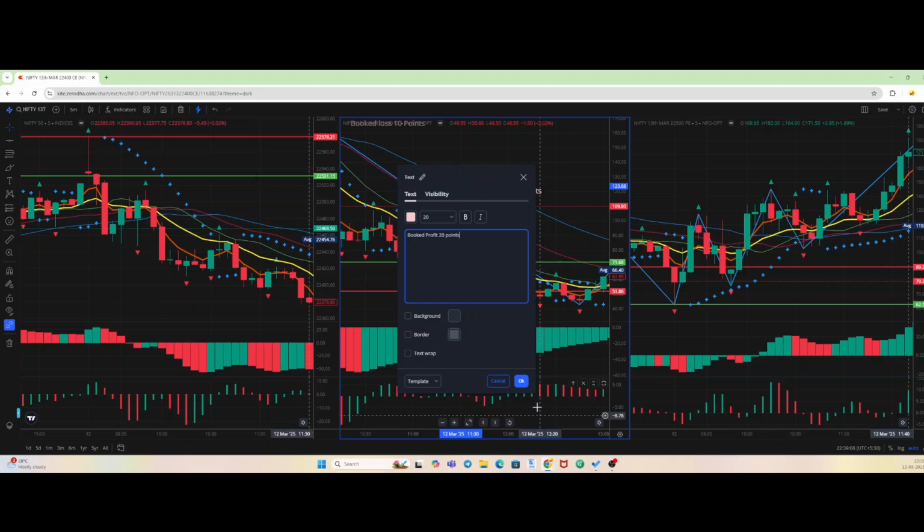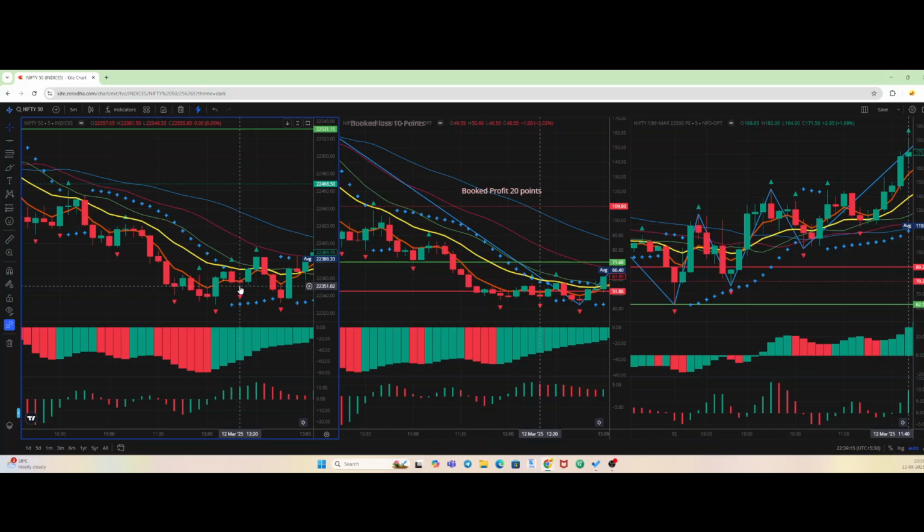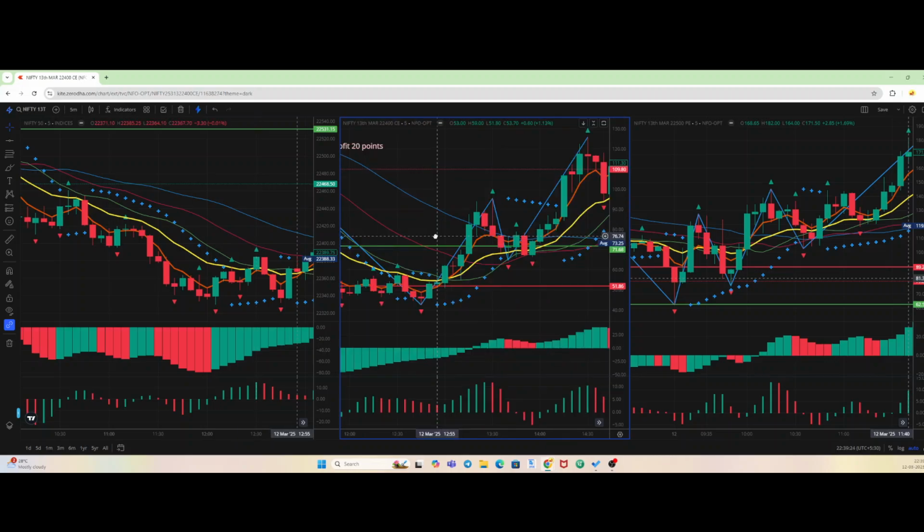We booked profit 20 points. By the time the strike has gone down to around 22,350, we changed this thing as it is. We kept it. Then if you see, there is an indicator support was not there on the C side.